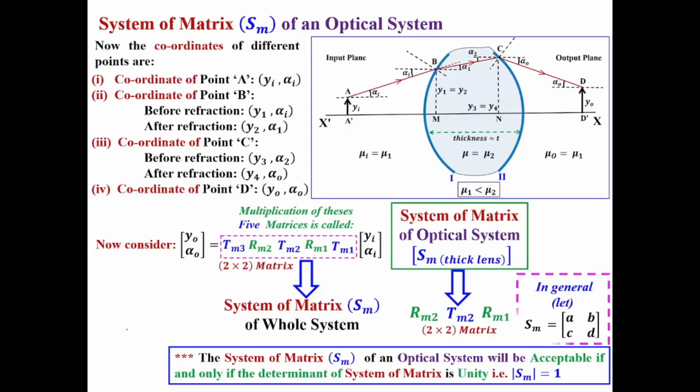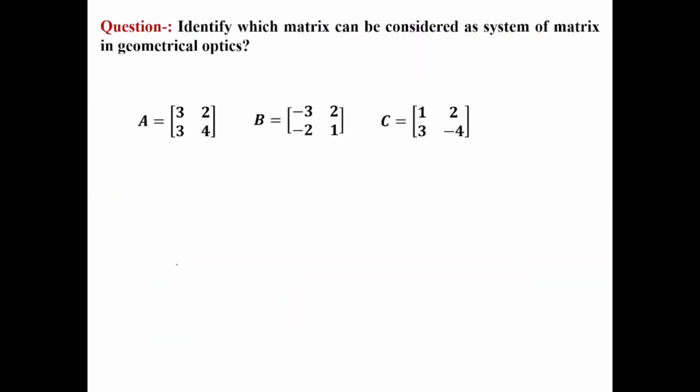Also, we discussed that the system matrix of an optical system will be acceptable if and only if the determinant of the system matrix is unity. That means if we have an arbitrary 2 cross 2 matrix and we calculate its determinant, if it is 1, then it is accepted as a system matrix. Otherwise it cannot be accepted as a system matrix. Based upon this concept, we solved a question and we found that matrix B is your acceptable system matrix.